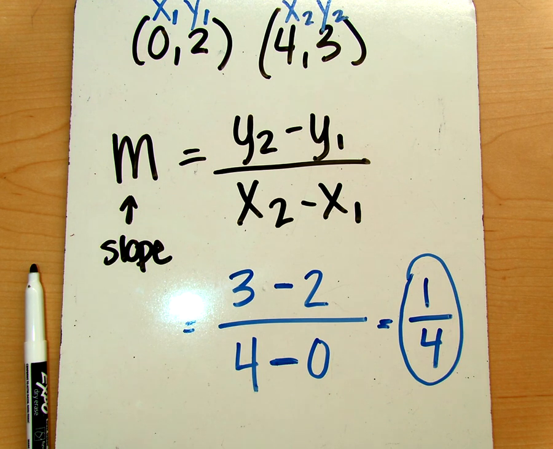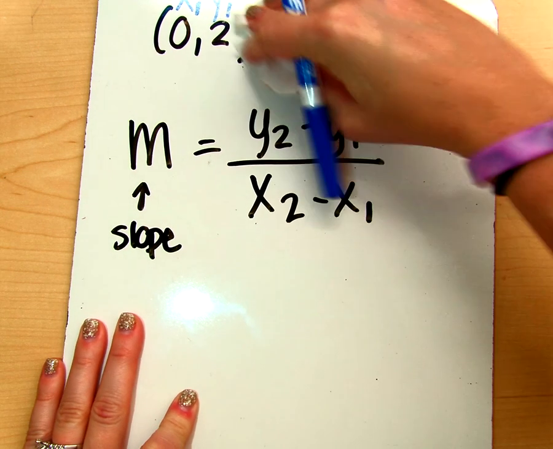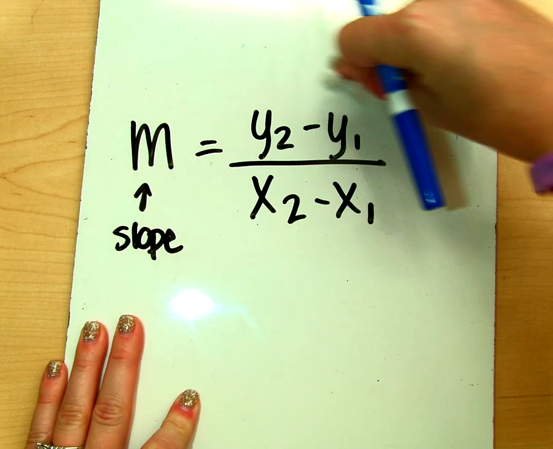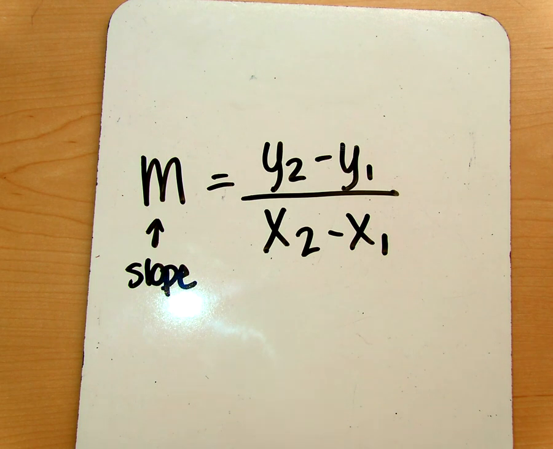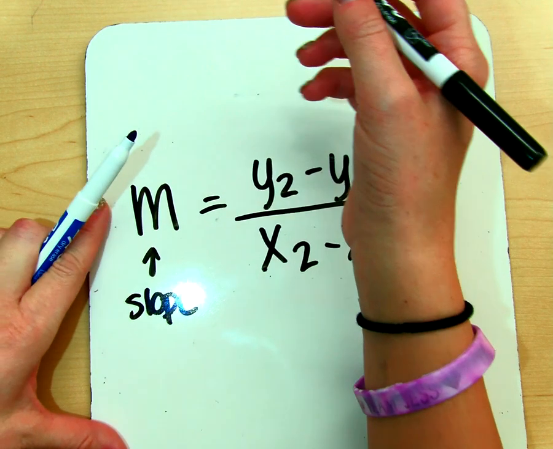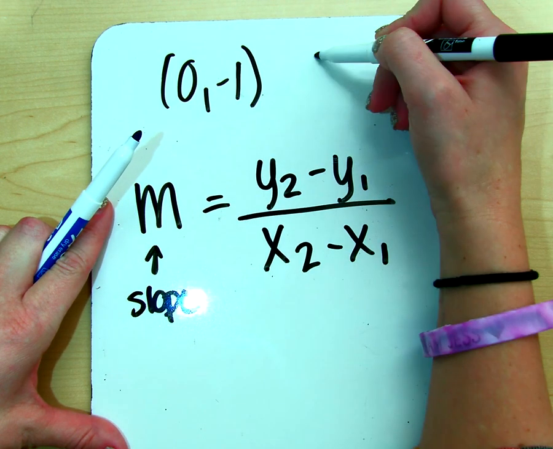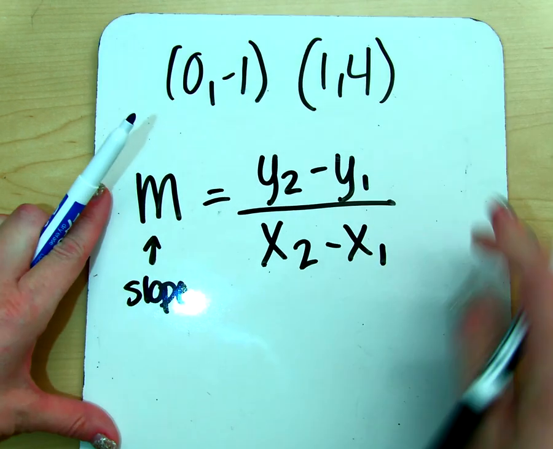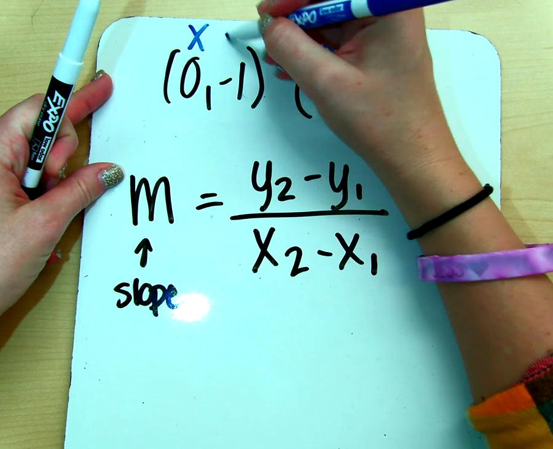I want to do one more example with you. If you would like to write this down on the top of your packets on the next page, you are more than welcome to do so, or you can just pause the video. The next point I want to give you is 0, -1, and 1, 4. So we're going to do the same thing. These are our x values. These are our y values.